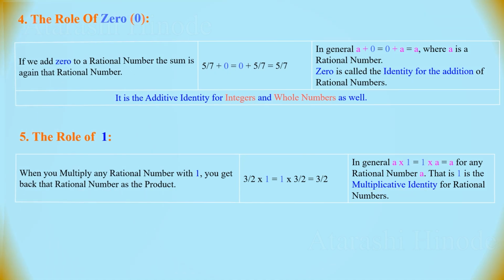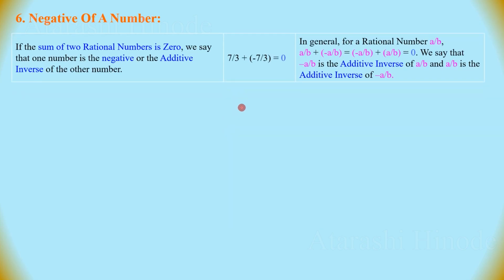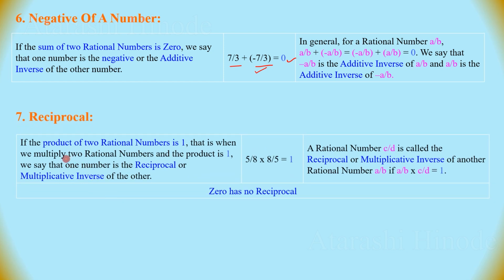Now, what is negative of a number? If the sum of two rational numbers is 0, we say that one number is the negative or the additive inverse of the other number. And if the product of two rational numbers is 1, that is, when we multiply two rational numbers and the product is 1, we say that one number is the reciprocal or multiplicative inverse of the other.